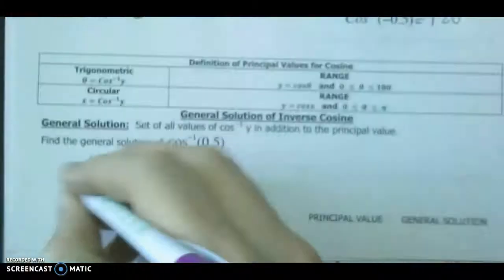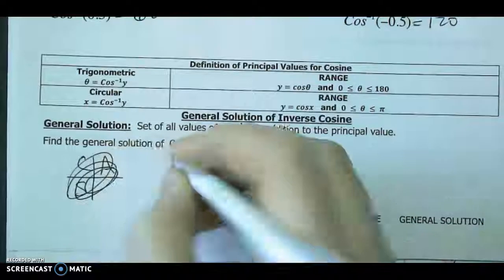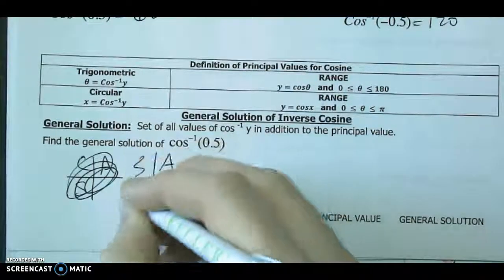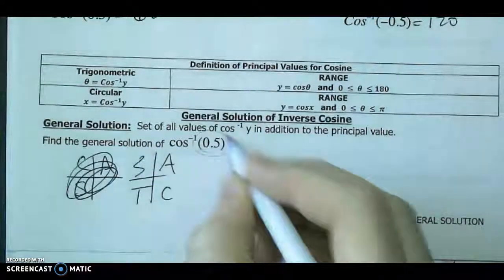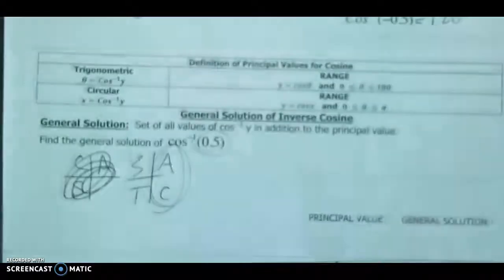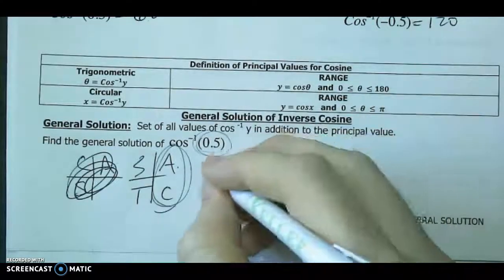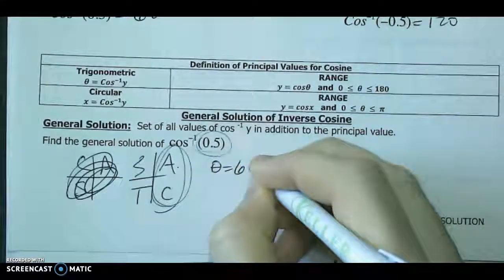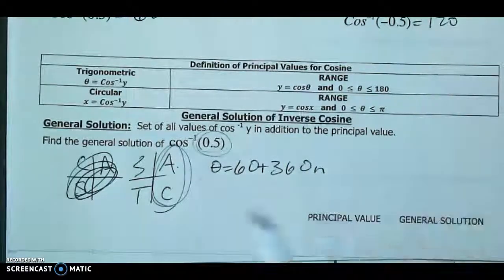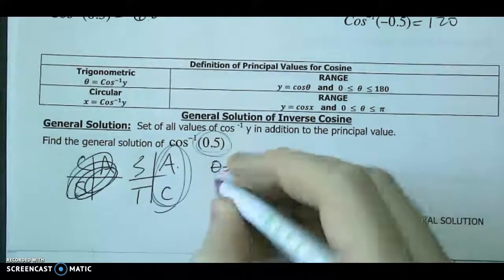So we're looking for where is cosine positive. All Students Take Calculus. So this is a positive answer. So I'm looking for cosine being positive in quadrants 1 and 4. So 60 is the answer that we get in quadrant 1, plus 360n. And then our 60-degree reference in quadrant 4 is 300.